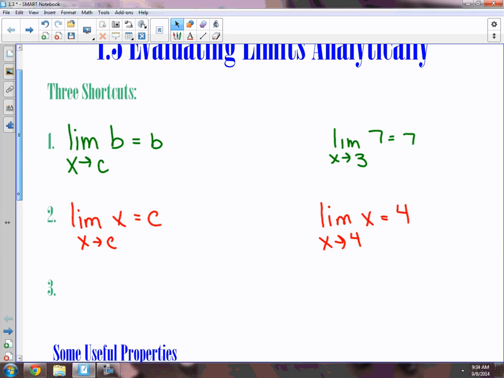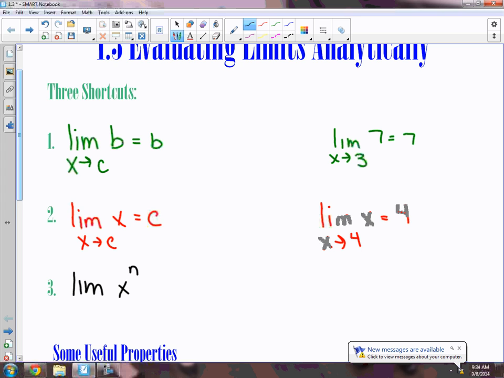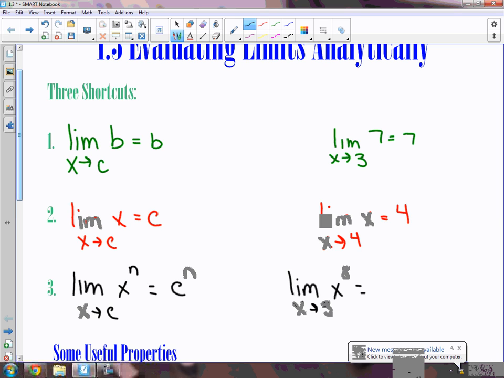And then the third shortcut, the limit of x to the n power. So it could be x squared, x cubed, x to the 7th power. As x approaches c, you're just going to replace again. So it's going to be c to the nth power. And so that might look like this. The limit of x to the 8th power as x approaches 3. And then you replace that x with a 3, and you've got 3 to the 8th power, and we're just going to leave it like that. That's our answer. If you want to figure it out, I'm not going to stop you, but you can leave it as 3 to the 8th power. So those are going to be nice and easy. You don't have to show any work on those. You just use those as shortcuts when we're finding limits.